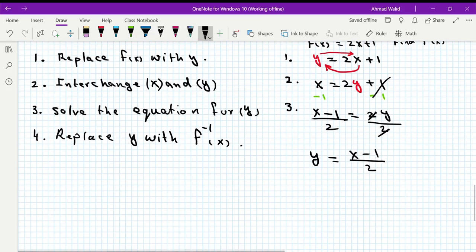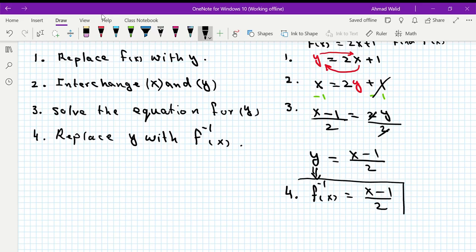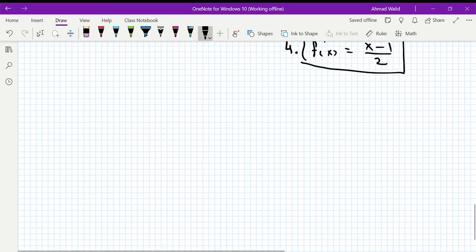Step 4, last step. Change y to what? To f inverse x and keep the right side, x minus 1 over 2. Here you go. This function is the inverse of 2x plus 1. One more. Let me do one more example for you.